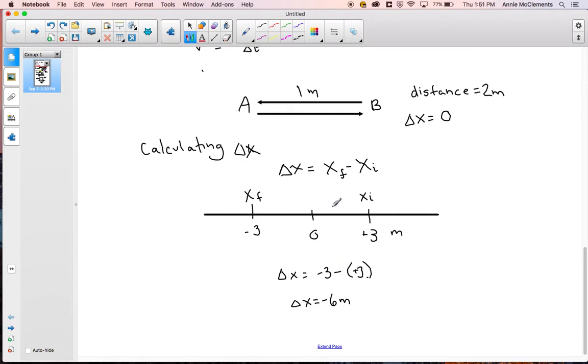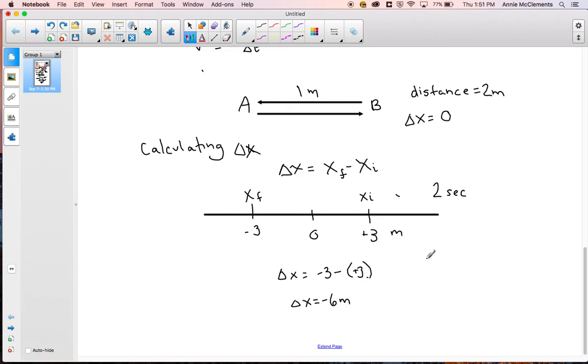Now, if we wanted to calculate the velocity for this change in position, we would need to know the change in time. So let's say that moving from our x initial to our x final took us 2 seconds, right? We were walking for 2 seconds.